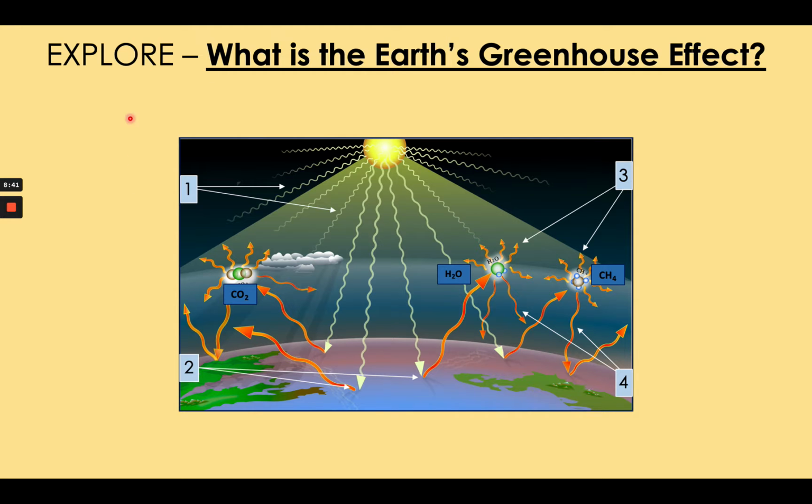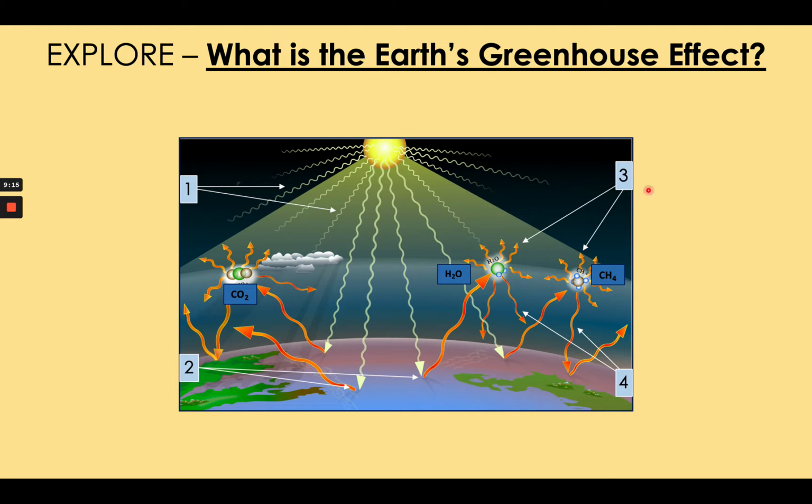But here's what the greenhouse effect looks like in the real world. So you have, at number 1, short wavelength light coming from the sun through Earth's atmosphere. And as you see, the short wavelength light easily passes through the greenhouse gases in the atmosphere, H2O, CO2, CH4. At number 2, the short wavelength light is absorbed by the sea and by the ground and is re-emitted through these orange lines as long wavelength light, infrared.